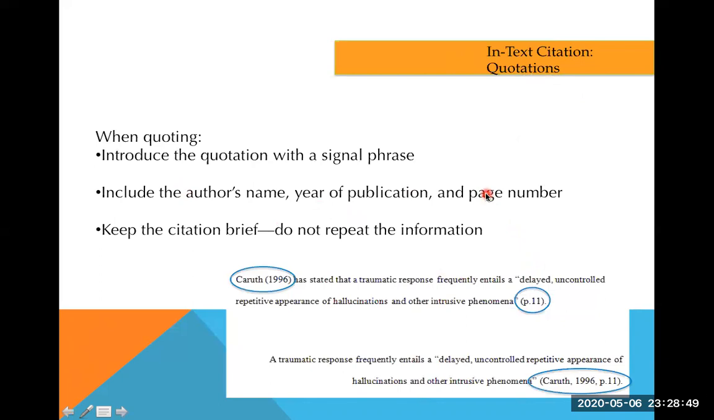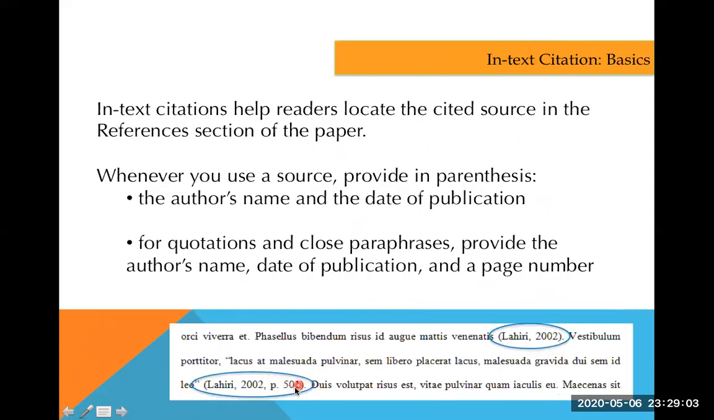When we use quotations, you should introduce your quotation with a signal phrase, or you should also include the author's name, year of publication, and page number. Page numbers are needed all the time when you quote directly from a reference, especially when it's preceded or followed by quotation marks, as you can see here. So the page number is necessary here, okay? This is called the direct reference.